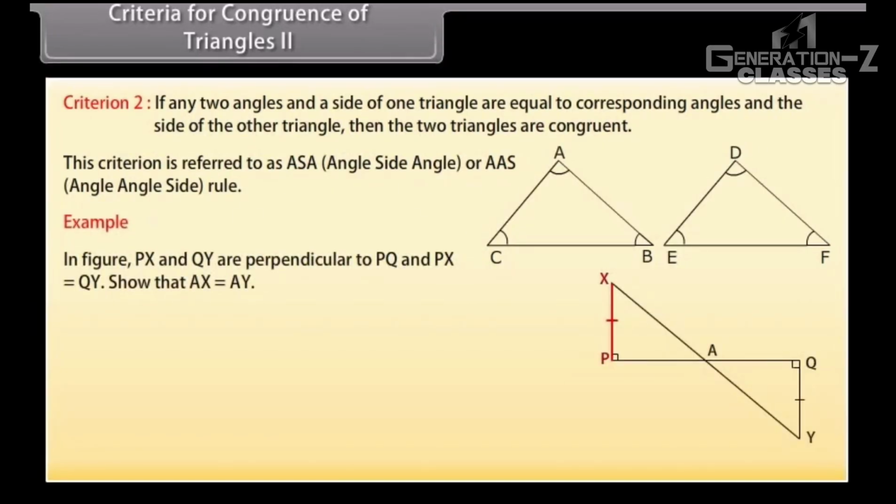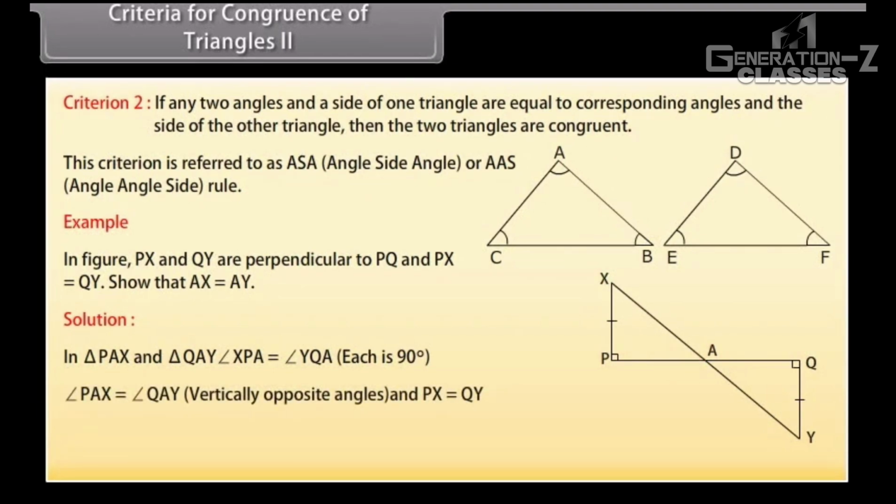In the figure, PX and QY are perpendicular to PQ and PX is equal to QY. Show that AX is equal to AY. Solution. In triangle PAX and triangle QAY, angle XPA is equal to angle YQA because each is 90 degrees. Angle PAX is equal to angle QAY because these are vertically opposite angles, and PX is equal to QY. Therefore, by AAS congruence rule, triangle PAX is congruent to triangle QAY. Therefore, AX is equal to AY by CPCTC.